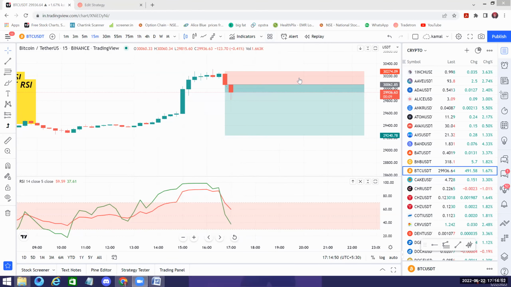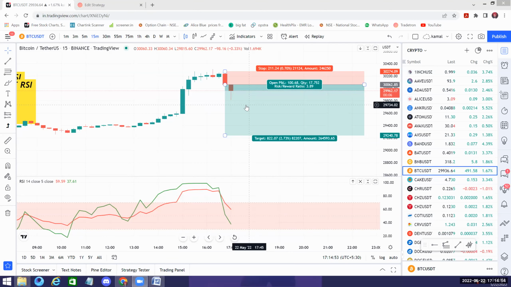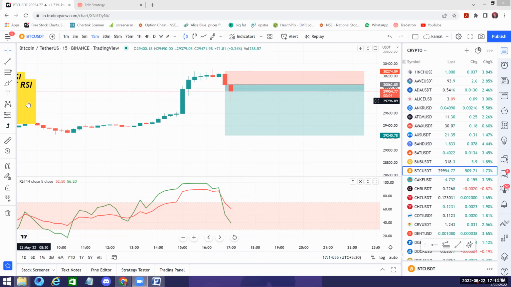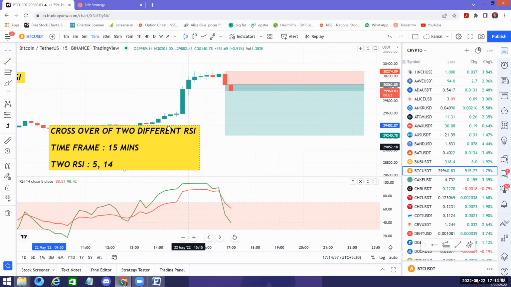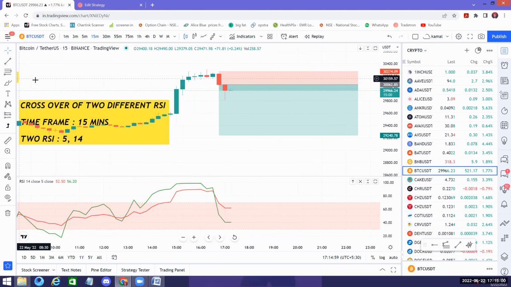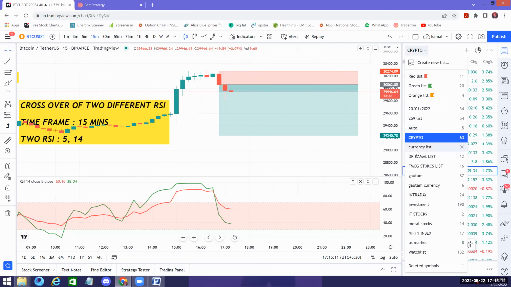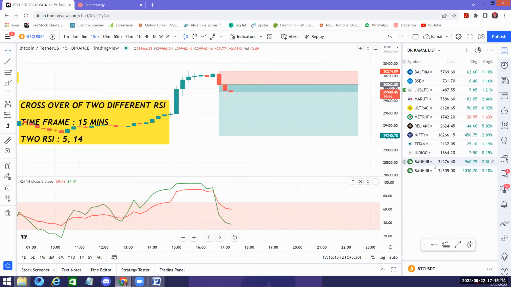Sir, this indicator is not available on TradingView. It's a customized paid indicator somebody gave me. I'm not taking any money from anybody of you. I will just share the code. We'll try to make the same thing in TradeTron to automate it on Bank Nifty. So let's go back and check it on Bank Nifty whether it works or not.